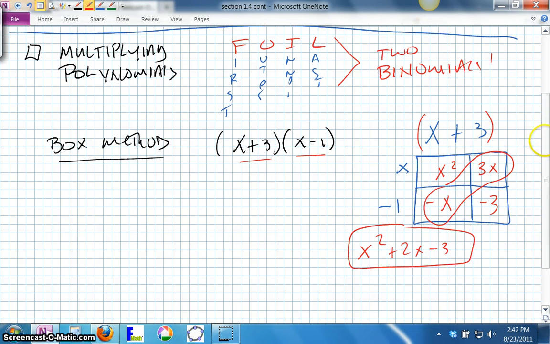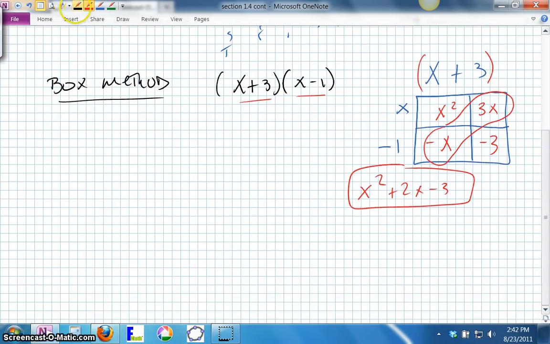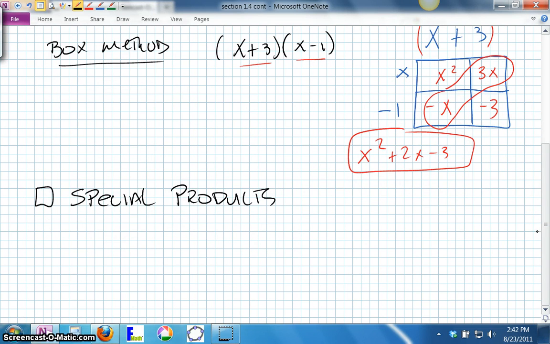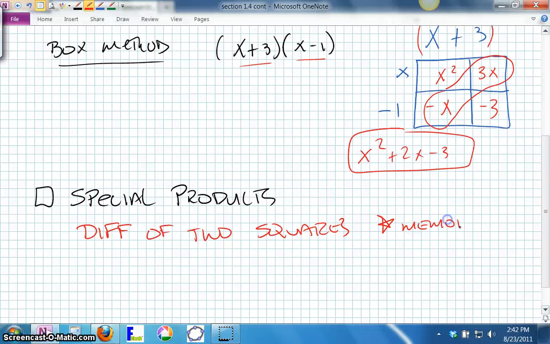The rest of the day is devoted to all of the special products, because there are quite a few of them. The first one that we're going to talk about is the difference of two squares. This one you definitely want to memorize.